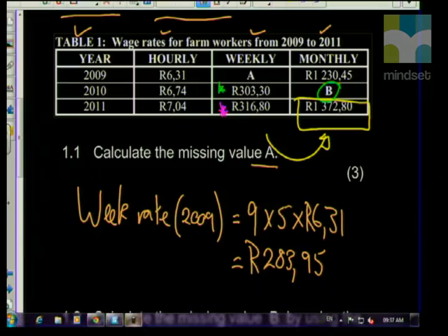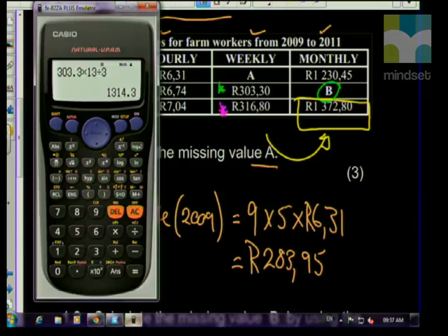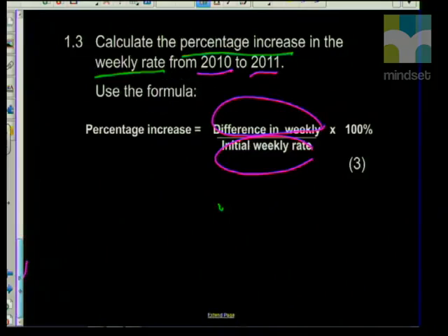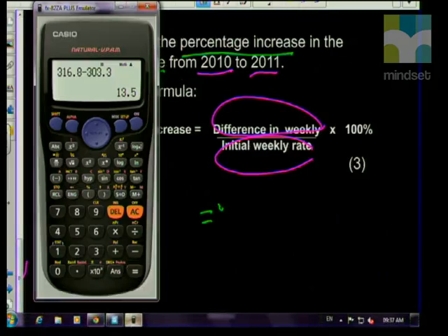So let's do that on our calculator, and we're going to start off by filling it in. 2011 gave us 316 and 80 cents. We're going to subtract from that 303 and 30 cents, and that will give me my difference. My difference is 13 Rand and 50 cents. So I'm going to put it down onto my calculation here. Have a look again, just to make sure. 13 Rand and 50 cents.